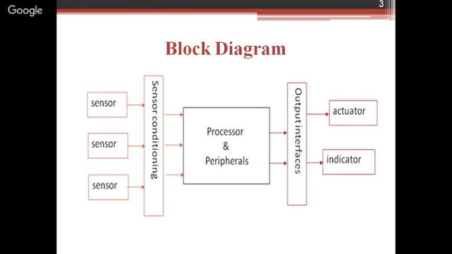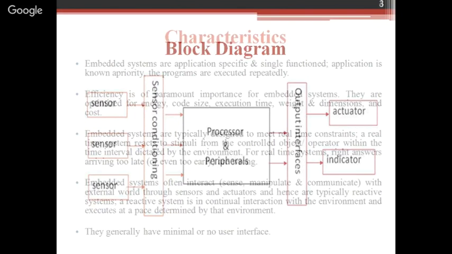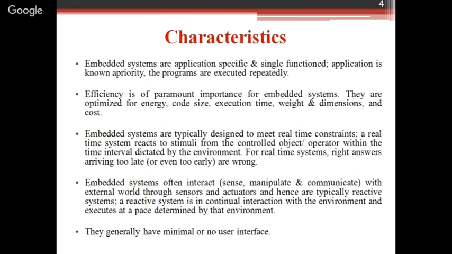Okay, and then we have the output interfaces. Basically I need to deal with the analog data again in real time, so they convert it. Okay, so these are some important characteristics of embedded system. If I talk about any embedded system, the very first, as I have already told you, is that they are application specific, single function. Okay, application is the main priority, and the pre-programmed instructions are executed rapidly in order to perform one particular task.